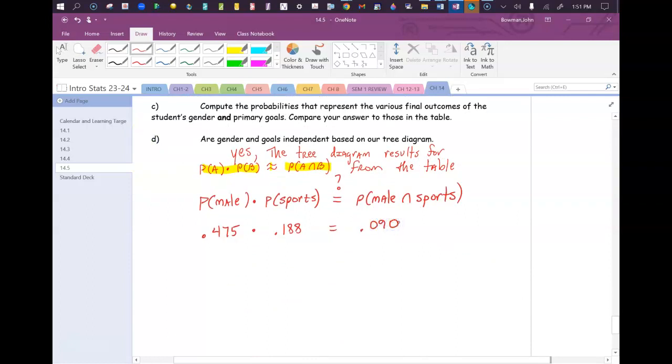And if you take your calculator and take 0.475 times 0.188, you will get 0.0893. And that's approximately equal to 0.090. Remember, our rule was if they're within 0.02 of each other, then we'll call them independent. So therefore, we say they're independent.